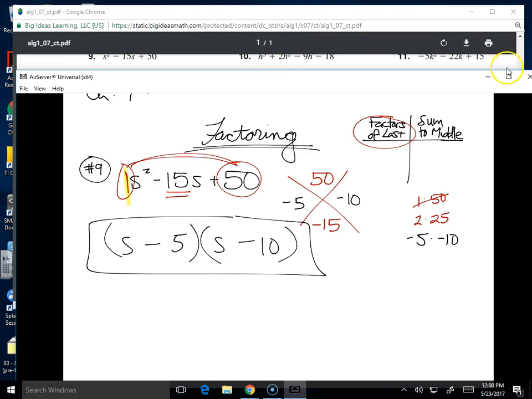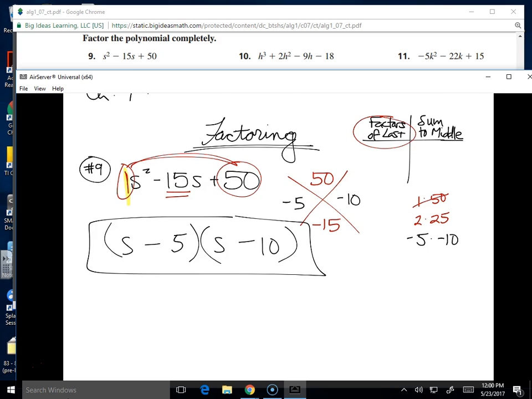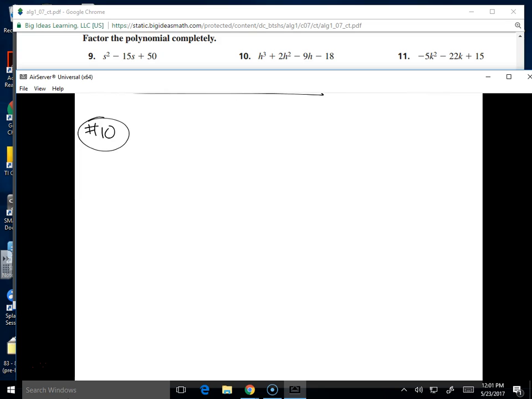We have to figure out 10 before we can figure out 11. How many terms does number 10 have? 4. Now, whenever there are 4 terms, we don't want to use the x method. That's for factoring trinomials. Whenever we have 4 terms, we need to think about grouping. So I'm going to go ahead and write grouping. You might not remember it, but grouping says you have to put in parentheses. So I have my h cubed plus 2h squared minus 9h minus 18.